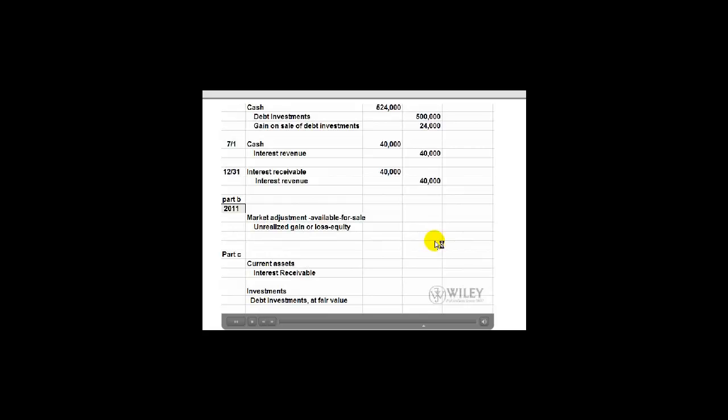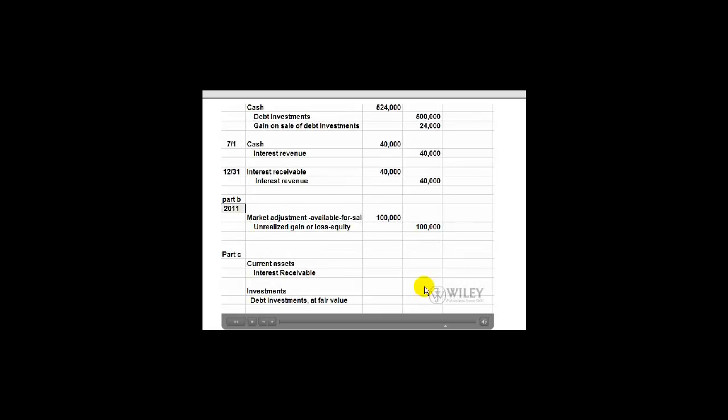In Part B, assume the fair value of the bonds at December 31st, 2011 was $1,100,000. These bonds are classified as available for sale securities. Prepare the adjusting entry to record these bonds at fair value. So the difference between $1,100,000 and $1 million is $100,000. We debit market adjustment, available for sale securities, and credit unrealized gain or loss equity for $100,000.